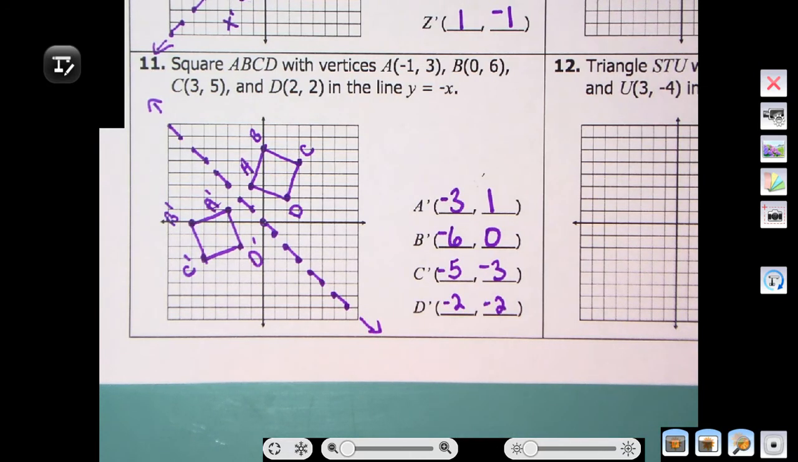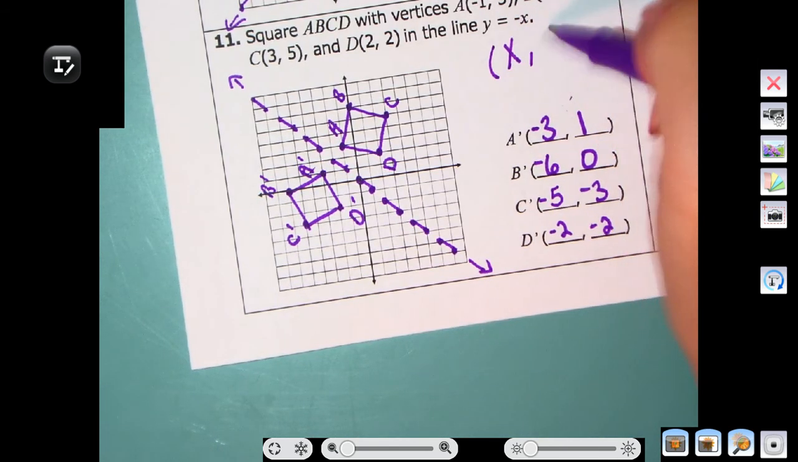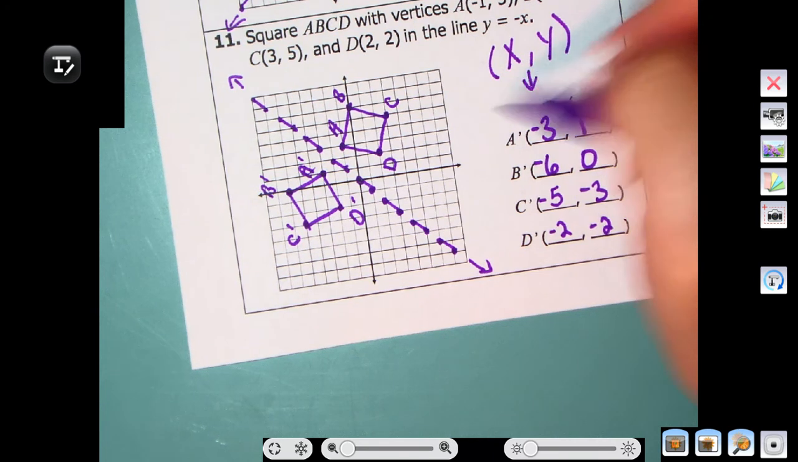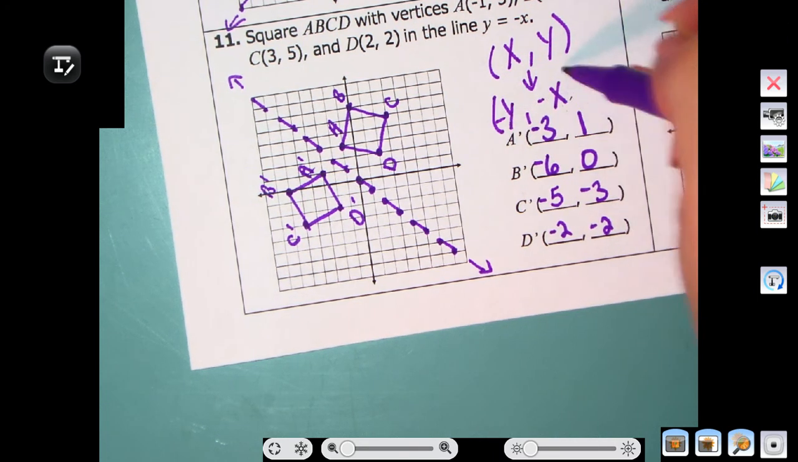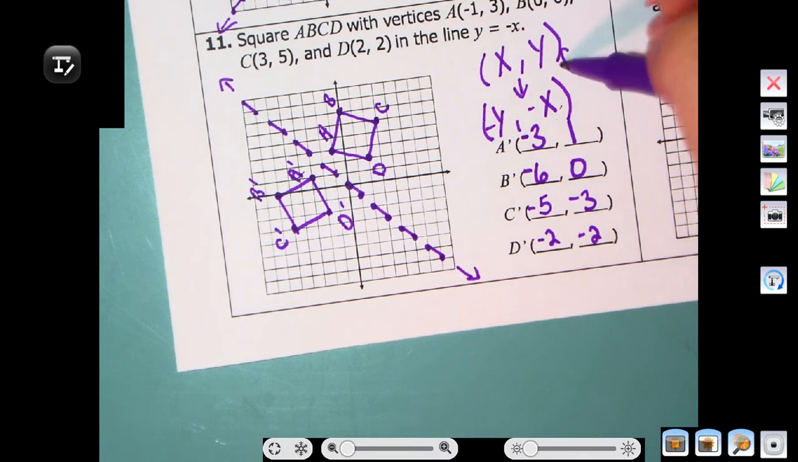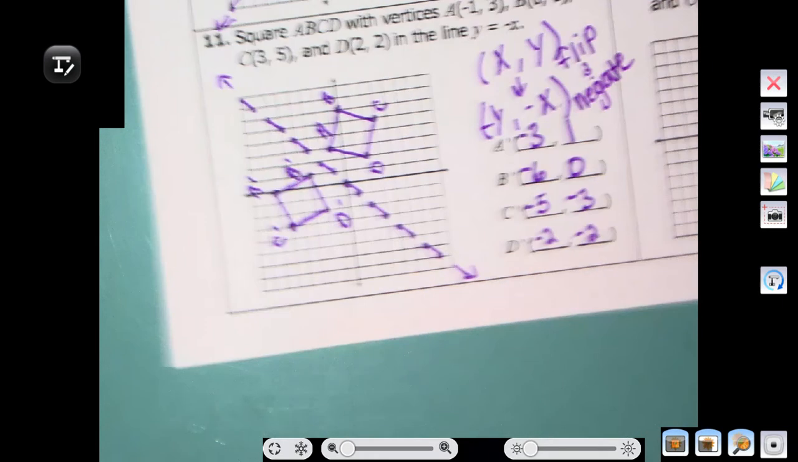Alright, so 12 would be very similar. So if we establish our rule here, we are flipping these as well, but we're also making them negative. Flip and negate, so make it negative.